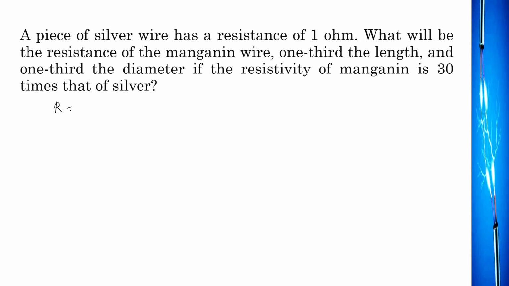So, we can have this relationship: R equals rho L over A, wherein rho is the resistivity, L is the length, A is the area, and R is the resistance. So, to build our solution, we can have this equation. Since the resistance is inversely proportional to the area, we can have R1 A1 over R2 A2 equals resistivity 1 length 1 over resistivity 2 length 2. Yung 1 natin dito ay para sa silver, yung 2 naman ay para sa manganese wire.